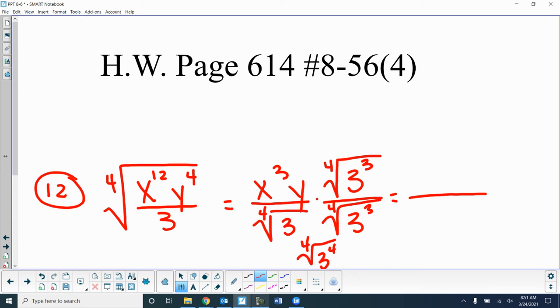So what do the 4's do to each other? Cancel. So that's just the 3 now. Okay? Then the top is just the x cubed and the y, and then the fourth root. Now you can leave it as 3 cubed if you want, or you can actually do 3 times 3 times 3 and put 27. That's what the book did. Does that make sense?